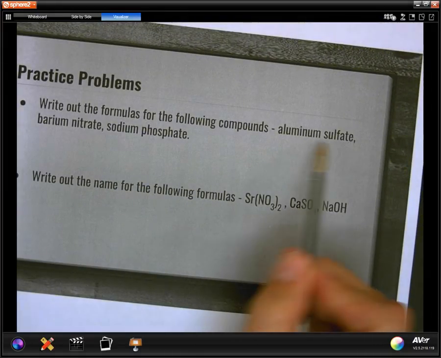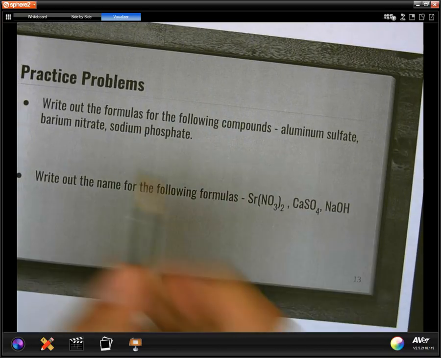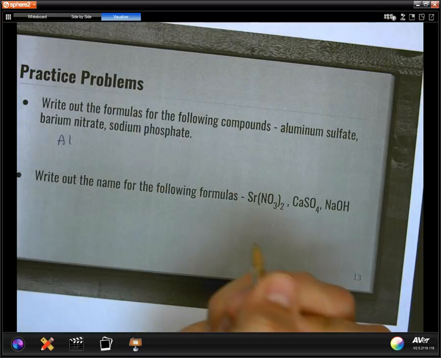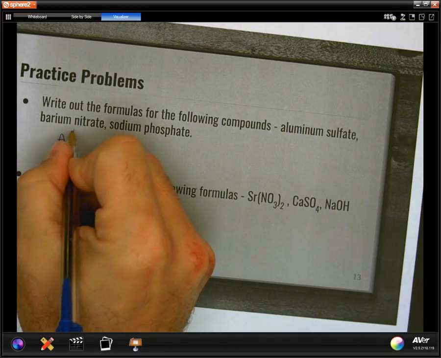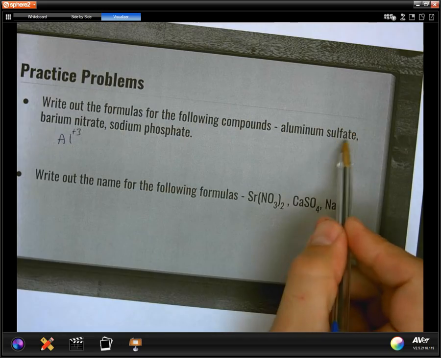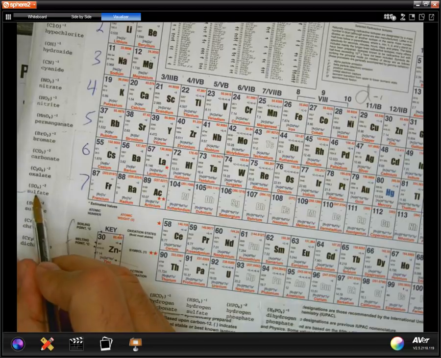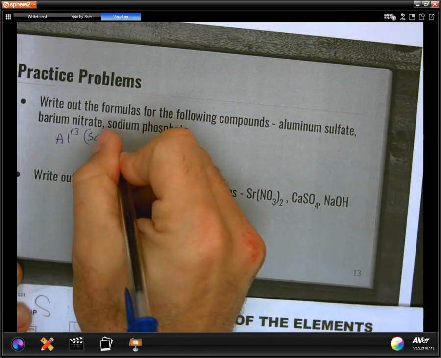Aluminum sulfate. How am I going to write out this chemical formula? Okay, so first we're going to write out the ion for aluminum. We got the name off the periodic table. Look at my periodic table. I see aluminum has a +3 charge. Now I want to write out what sulfate is. So as I look on my sheet that was given to me, I see that sulfate is SO4 with a -2 charge. Notice the parentheses. You want to keep those parentheses there. So we're going to write down SO4 with a -2 charge.